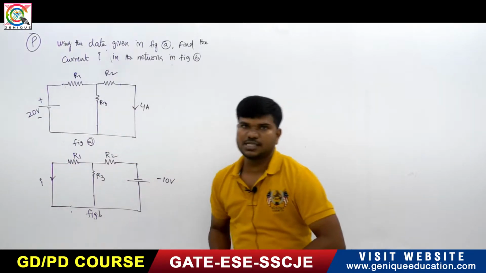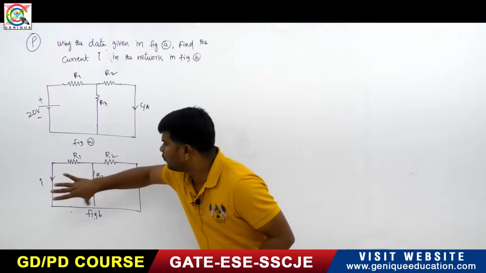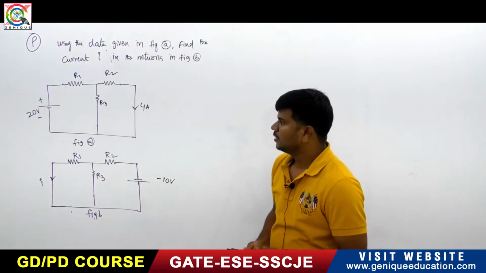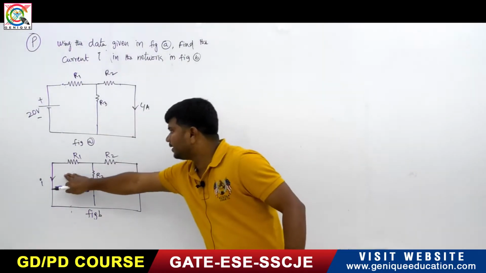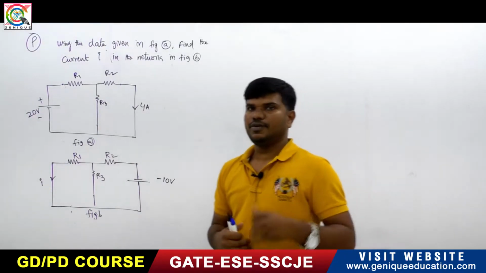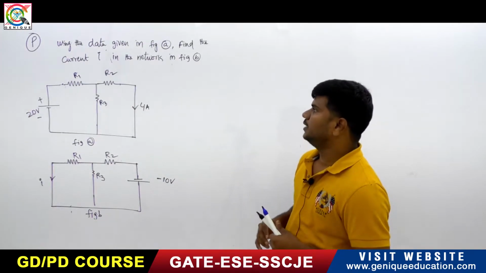and the response. So by using the given figure, we have to find the response, the current I, in the given figure. That is the question. So how can we find the current I? How can we find it?